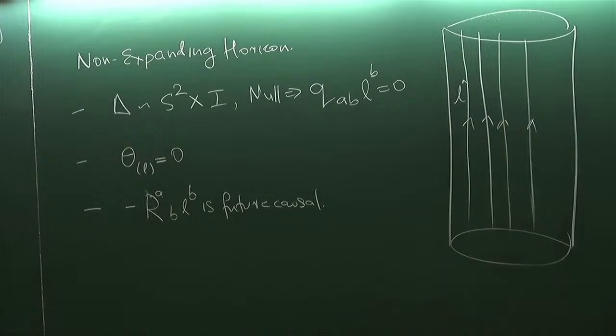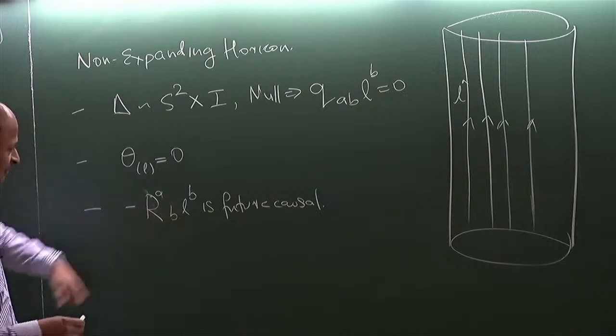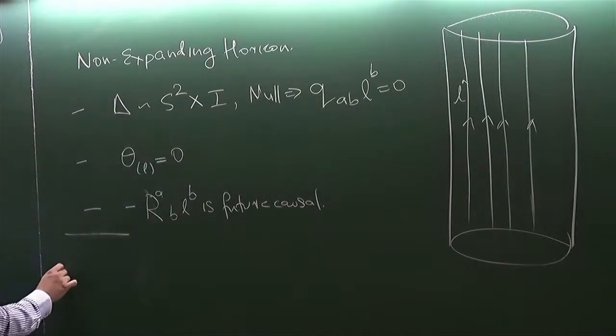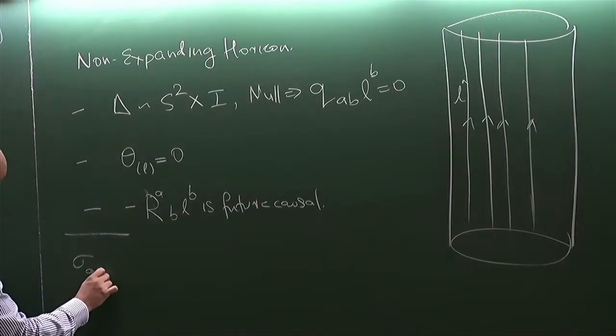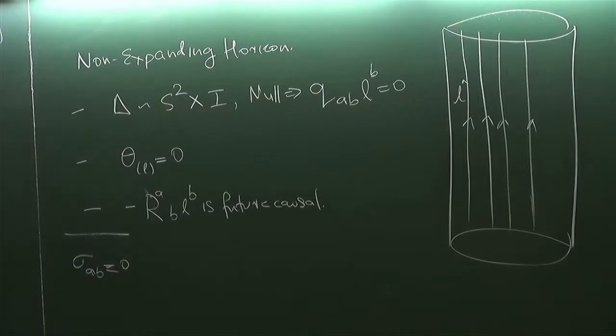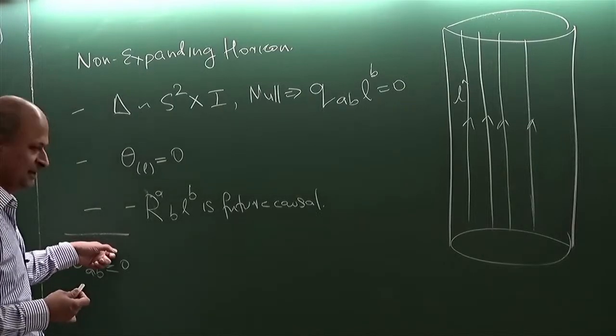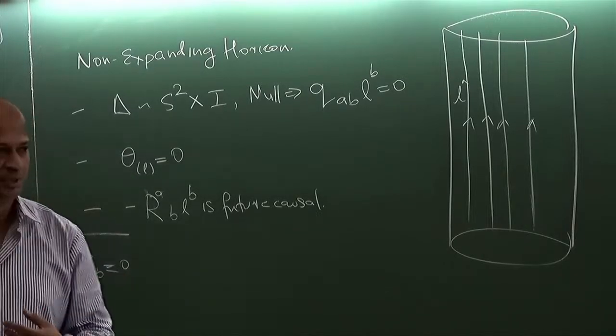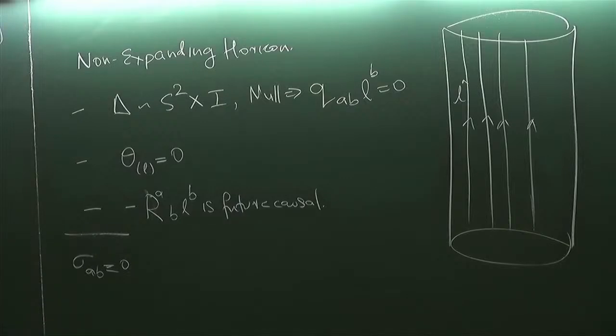Good, so this is the basic setup, and we proved a number of results from this. The three most important perhaps are, first of all, that the shear of L vanishes. So the first thing is that sigma_AB is 0. Sigma is a symmetric trace-free tensor, so this is analogous to the infalling radiation at the horizon, and so that vanishes in this case.